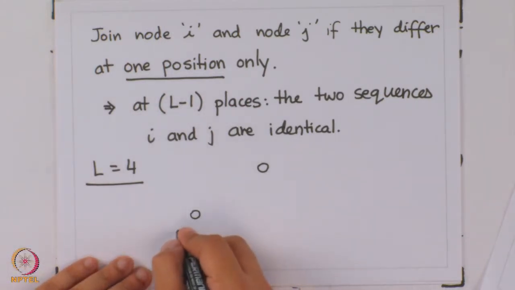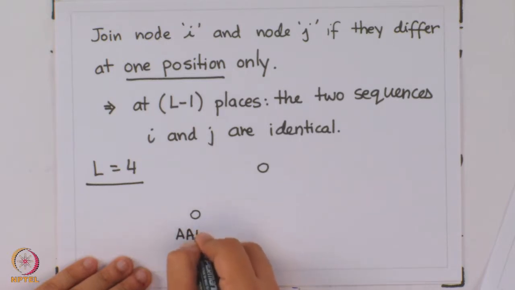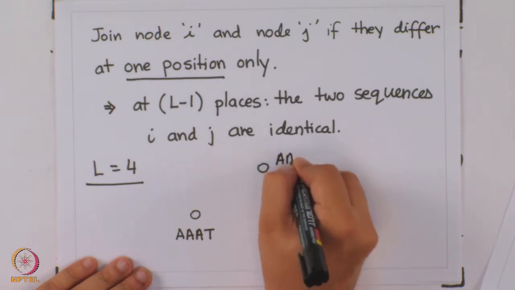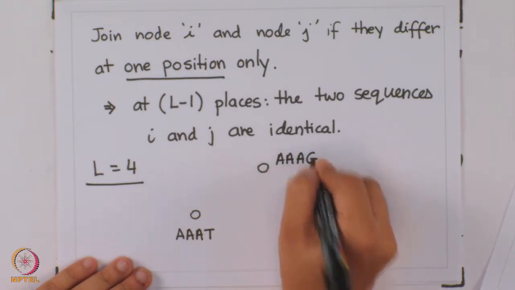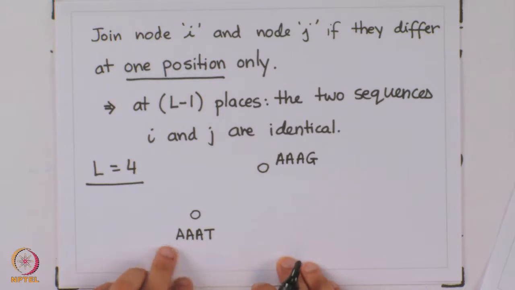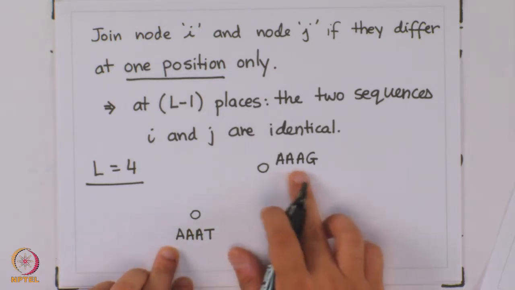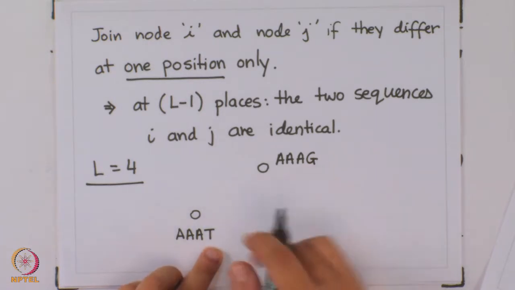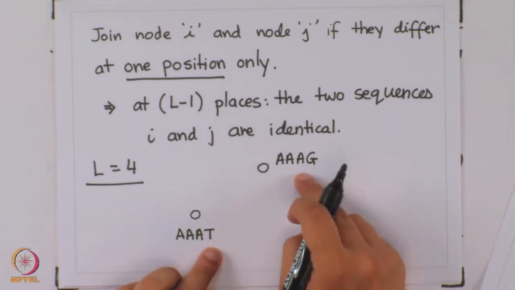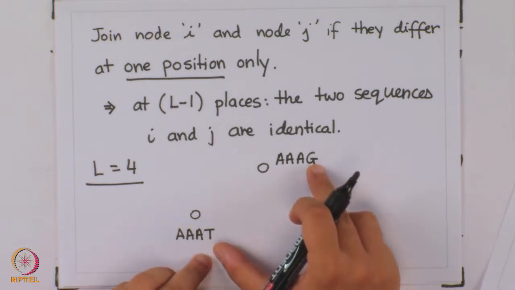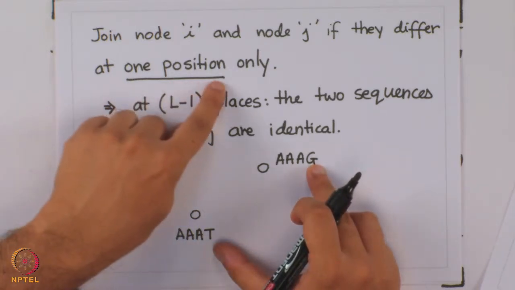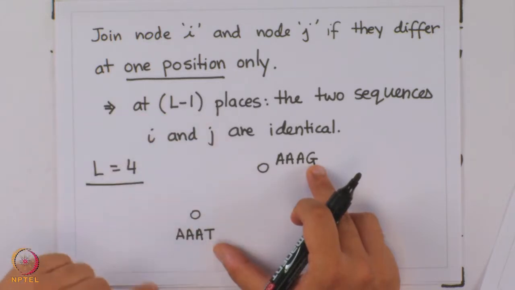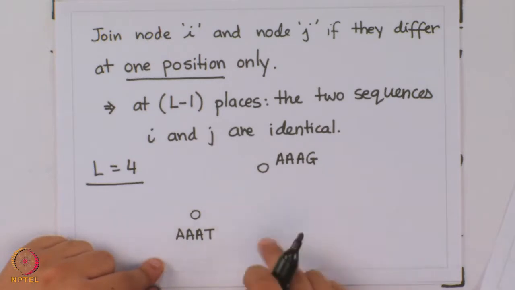For instance, if this node refers to A T and this one refers to A G, that means the first 3 nucleotide positions here and the first 3 here are the same. These two are distinct. So, these two sequences, sequence I and sequence J, only differ at one nucleotide position, and at the remaining L minus 1, which is 3 here, the two sequences are identical.